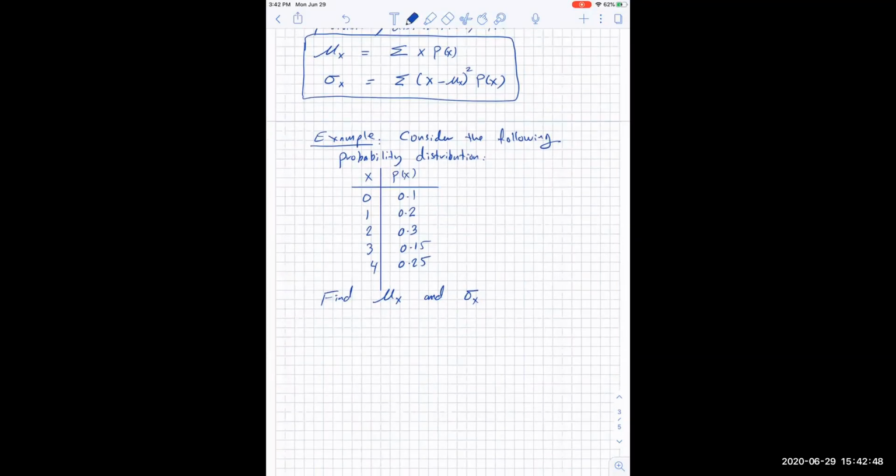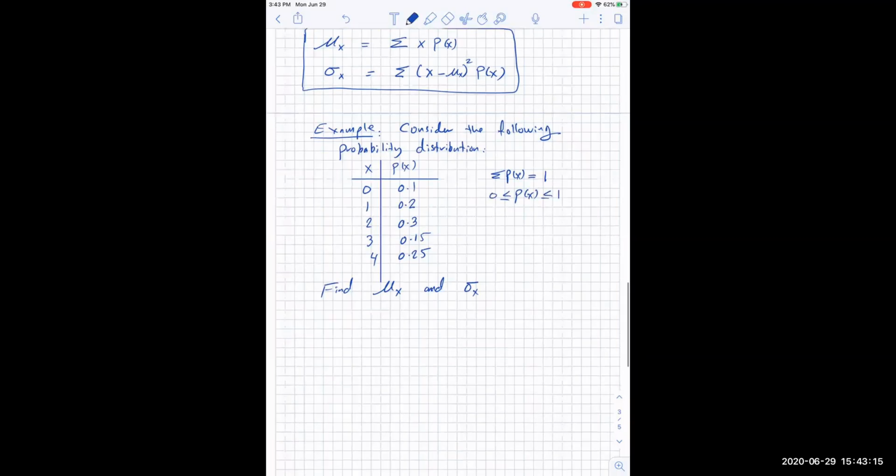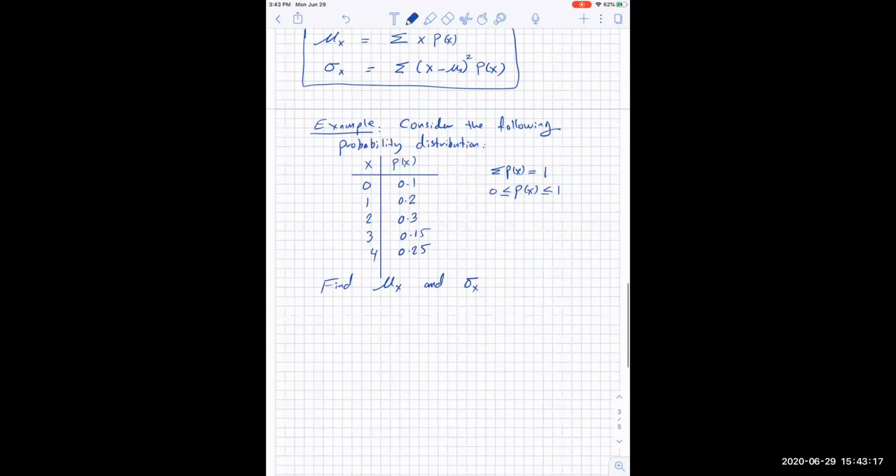Okay, first I'm going to make sure that this is a valid probability distribution. I'm going to add all the probability values, and I'm going to make sure that it is equal to 1. Yes, the sum is 1, and each one of these values is between 0 and 1. So yes, it is a valid probability distribution.